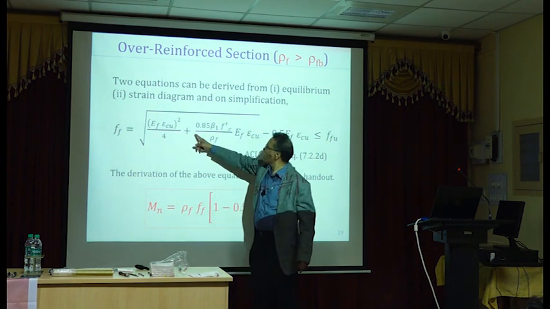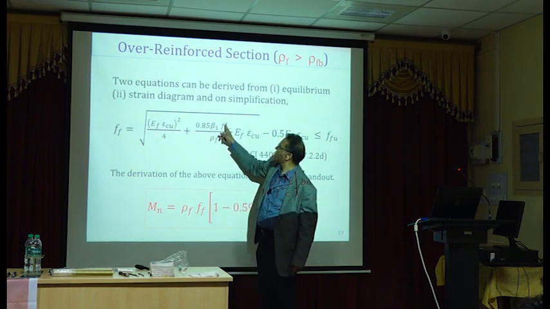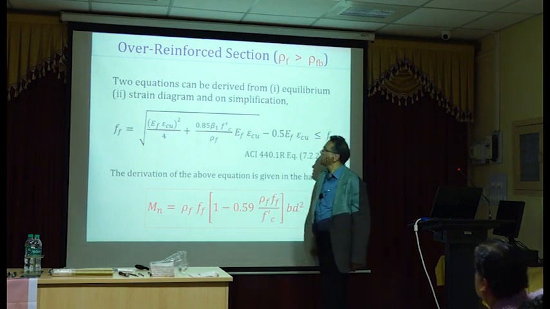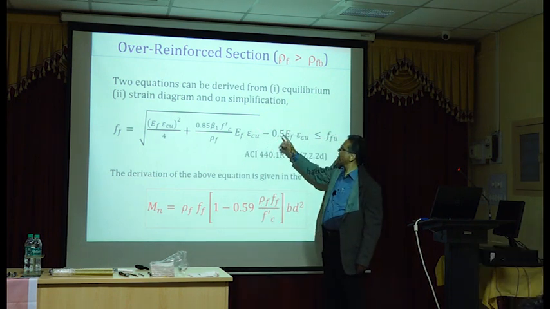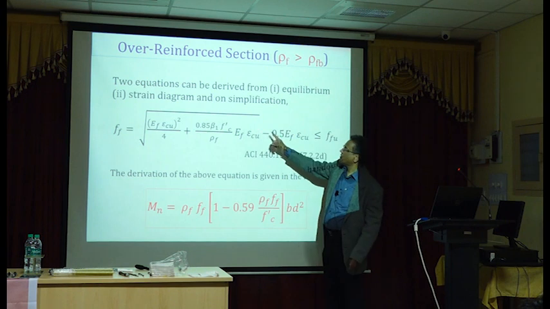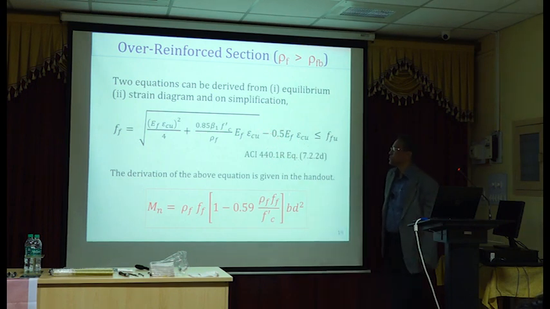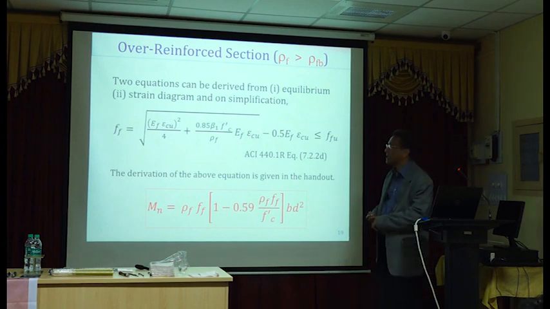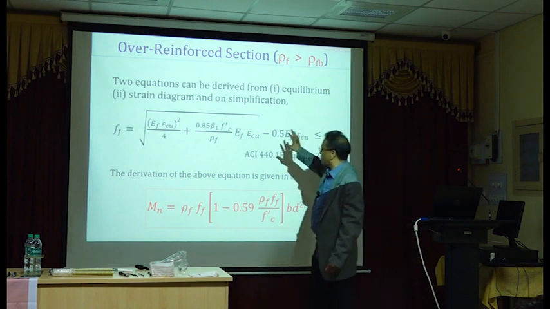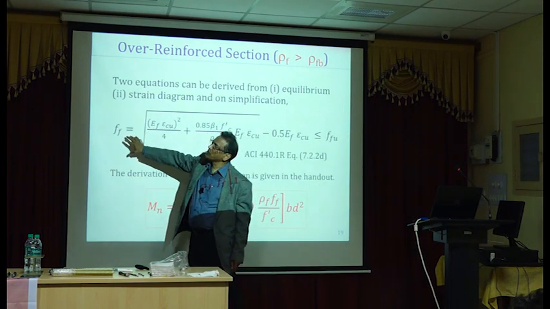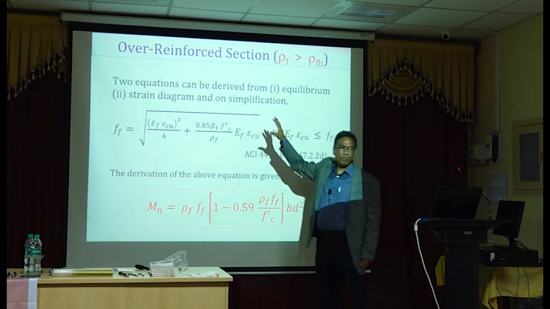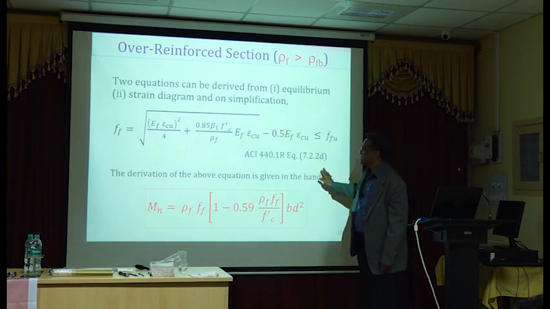Simplify for FF and you get this equation here, which is the square root of (EF epsilon Cu) squared over 4 plus 0.85 beta 1 F prime C over rho F times EF epsilon Cu, minus, outside the square root sign, 0.5 EF epsilon Cu. So epsilon Cu is 0.003. Based on that you can find out FF. Once you find out FF, you can plug this into your equation for moment strength. That's all. So that's what we do here.